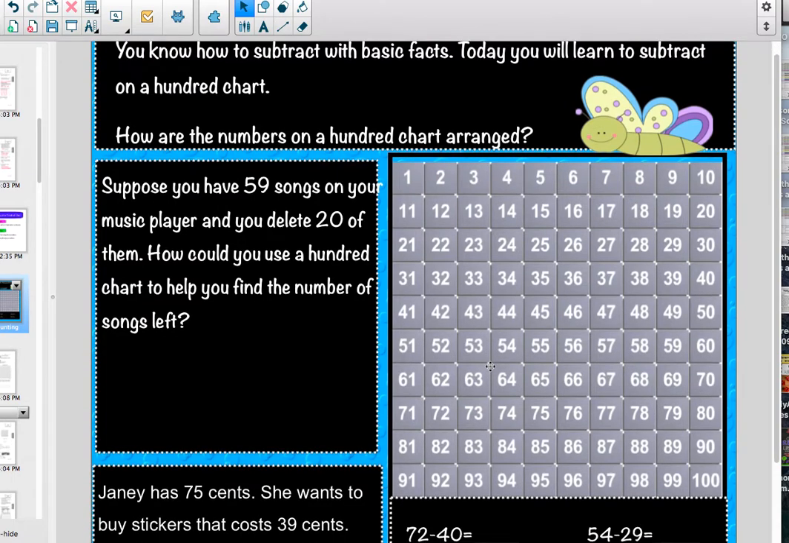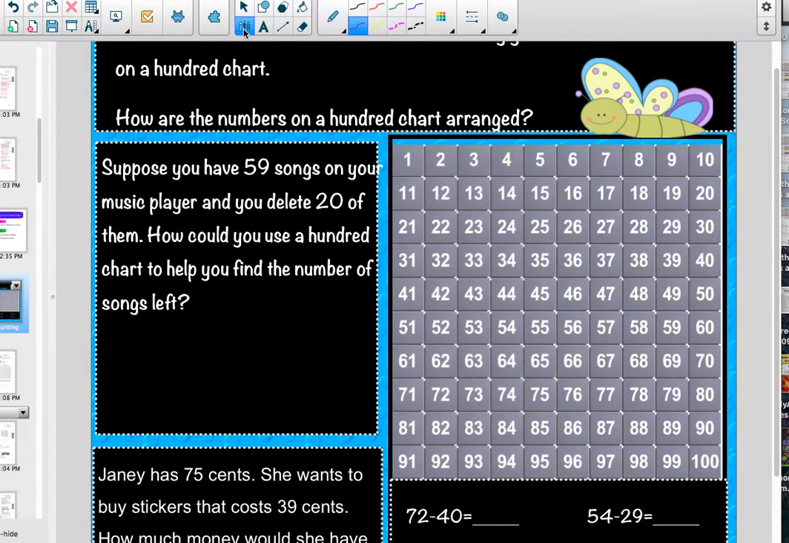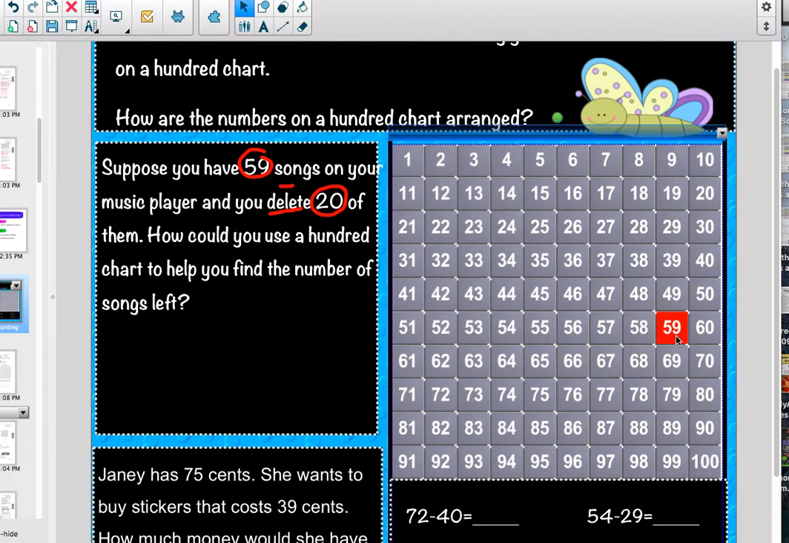So suppose we have 59, I'll grab my red pen. Suppose we have 59 songs on your music player and you delete, which means to subtract, 20 of them. How could you use a 100 chart to help you find the number of songs left? Well, we would first want to start with the number 59 right here. So where are we? 50, 59. Okay, I'm going to click that.